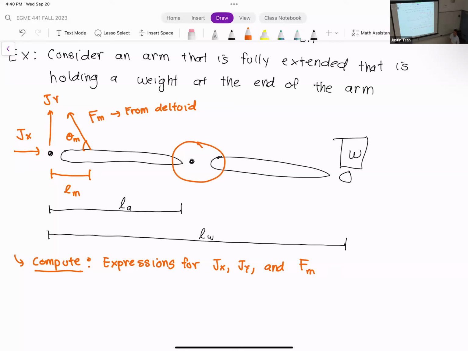In reality, yes, there are forces being applied at that joint to hold this in static equilibrium. But whenever we do these analyses, we look at the system as a whole. So yes, there are internal forces acting on the system, but we just consider them to be internal forces. We don't consider them part of the calculations.